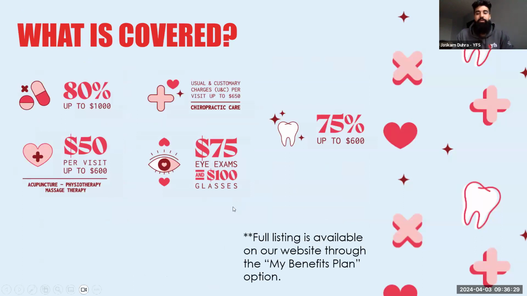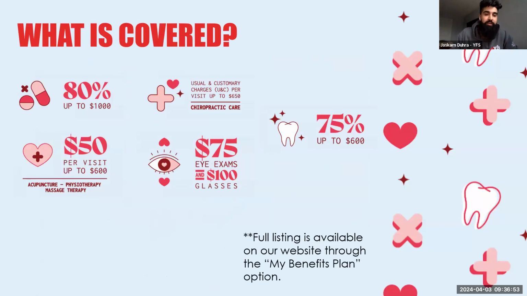Okay, so what is covered? I will say this is a very, very small list of what is covered on the YFS Health and Dental Plan. If you would like the full list, it is a pretty extensive document, about 30 to 40 pages long. You can access that on our website, which is yfs.ca/healthplan.